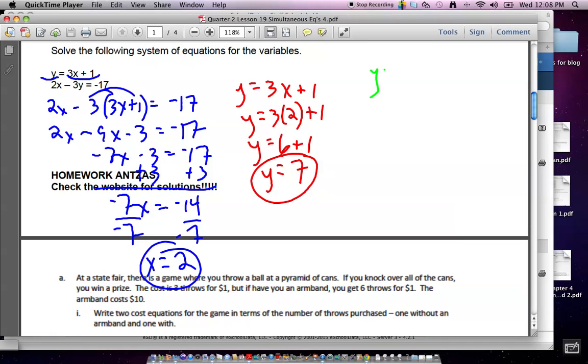Okay, so we rewrite both equations, plugging in a 2 for x and a 7 for y.